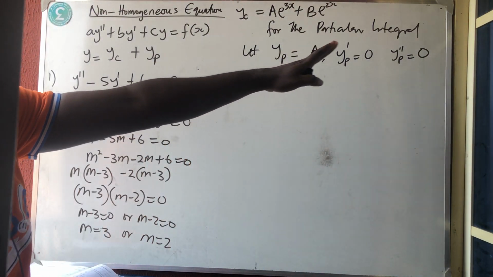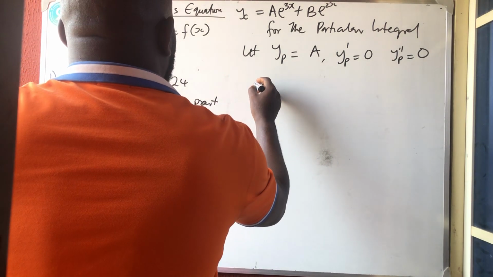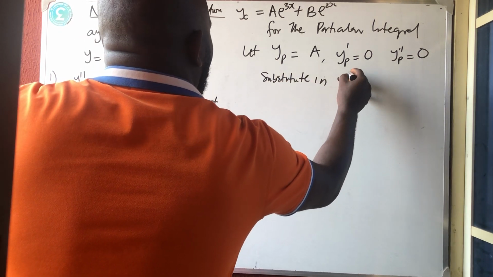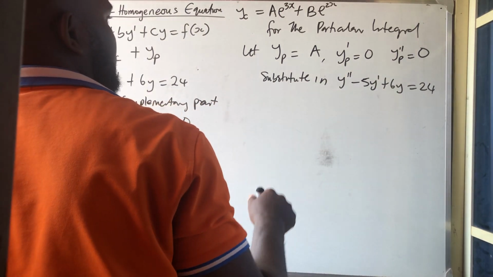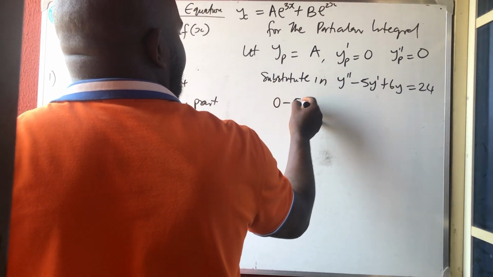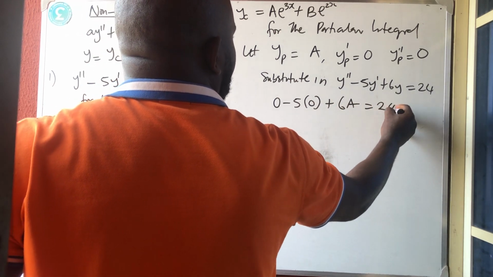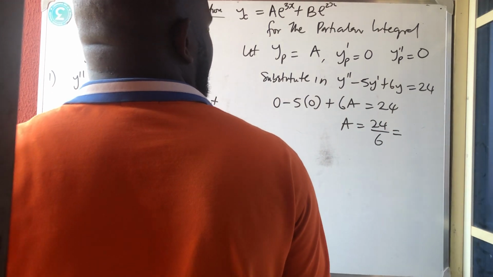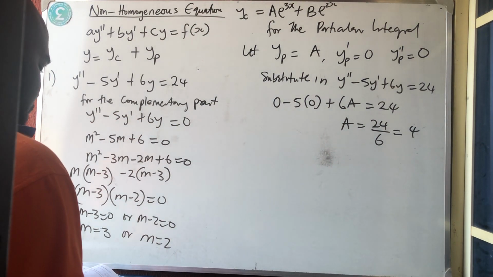Once you get this, come back and substitute it in the equation you're having. Substitute in y prime prime minus 5y prime plus 6y is equal to 24. So y prime prime is 0, minus 5 bracket 0, plus 6 bracket a is equal to 24. So a is equal to 24 over 6, which is what? 6 times 4 is 24. So a is 4.